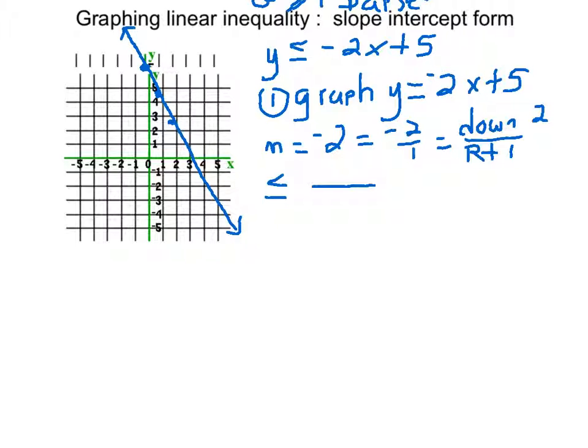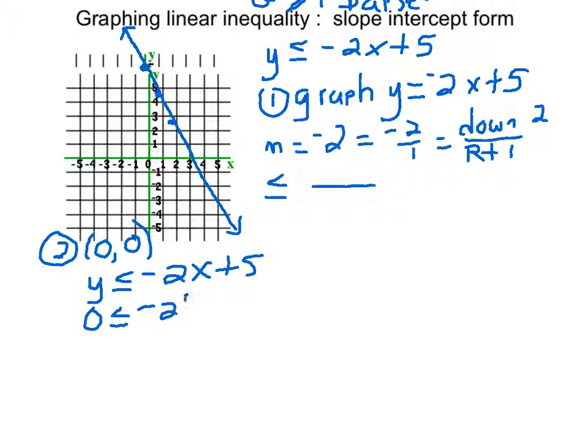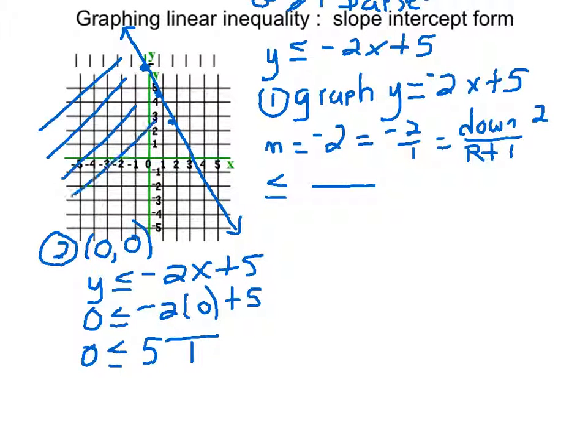Now I need to plug in a point. And again, I love to use 0, 0. And my solid line I just drew does not go through 0, 0, so I can use it legally. Copy this original down. Alright, 0 for y, 0 for x. Do PEMDAS on the right hand side. Negative 2 times 0 is 0. 0 plus 5. Is 0 less than or equal to 5? Yes, it is. So I tested this point. It gave me a true, so I'm going to shade on that side of the line. And that should do it.